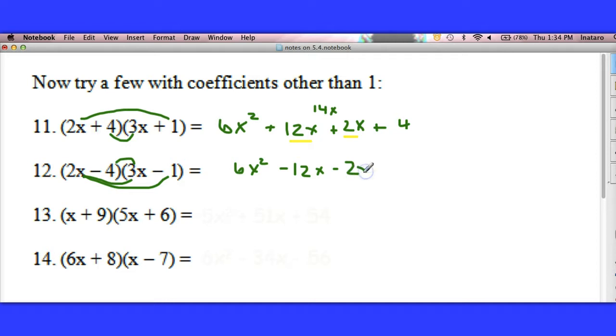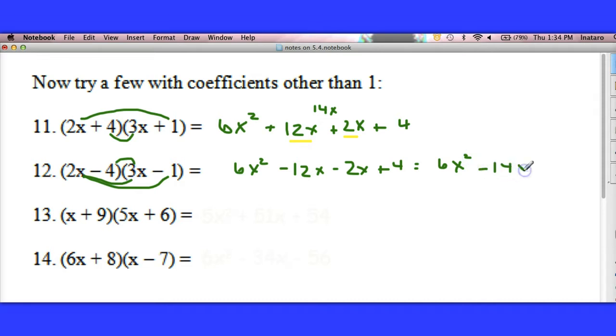And then we'd have a negative 4 times a negative 1. That's going to be positive 4. So when we combine like terms for this one, our final answer is going to be 6x squared minus 14x, because we have a negative 12x minus 2x. So 6x squared minus 14x plus 4.